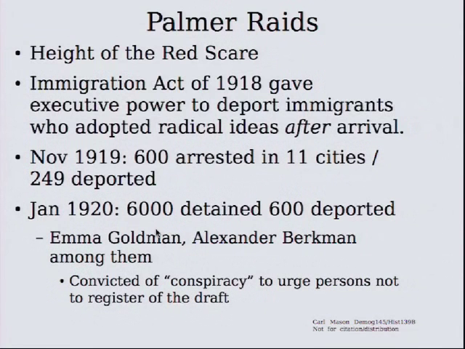And so in November, he arrested 600 in 11 cities and deported 249, and in 1920, 6,000 were detained, and 600 were deported, including some well-known anarchists like Emma Goldman and Alexander Berkman, who had also been convicted previously of conspiracy to urge people not to register for the draft under the 1917 Espionage Act.